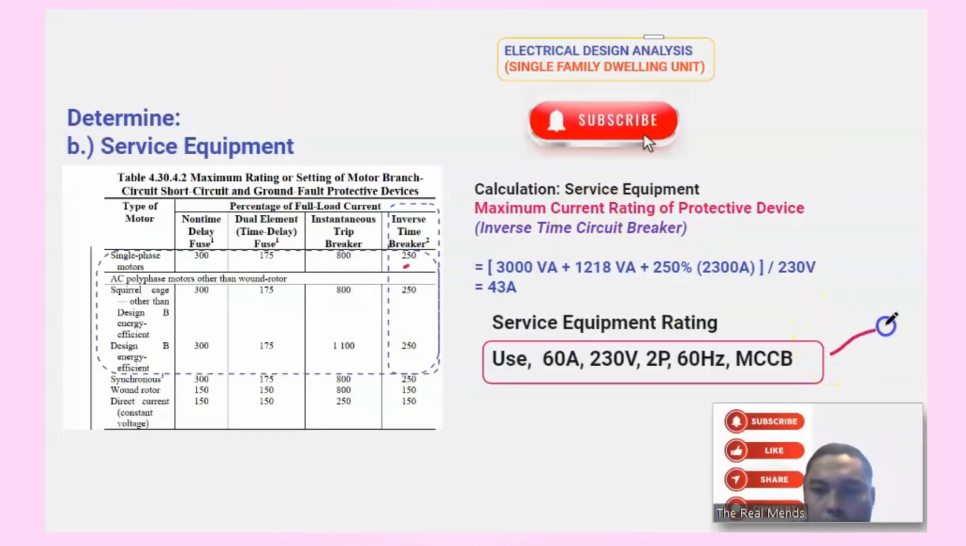Okay, so from the PEC as our reference, we have this 43 amperes. If we use the inverse time circuit breaker, it's better to use a 60 ampere trip circuit breaker, 2 pole, 60 Hz, and then molded case circuit breaker, also known as MCCB. Okay, so actually we're done already with the requirements. First is the service entrance conductors. We have 14 square mm, and then service equipment we have 60 ampere trip circuit breaker.